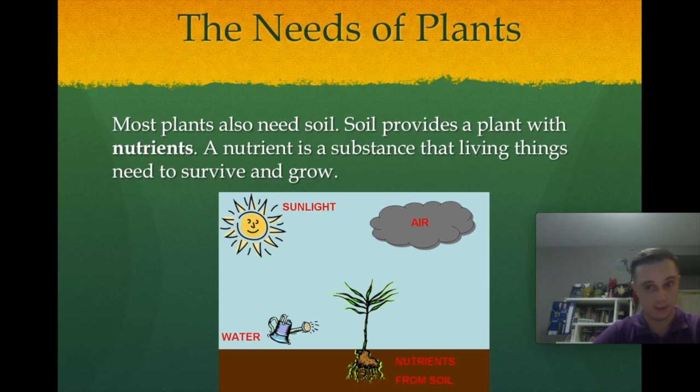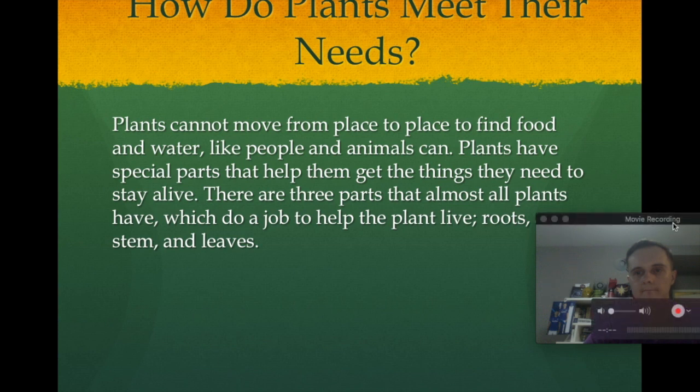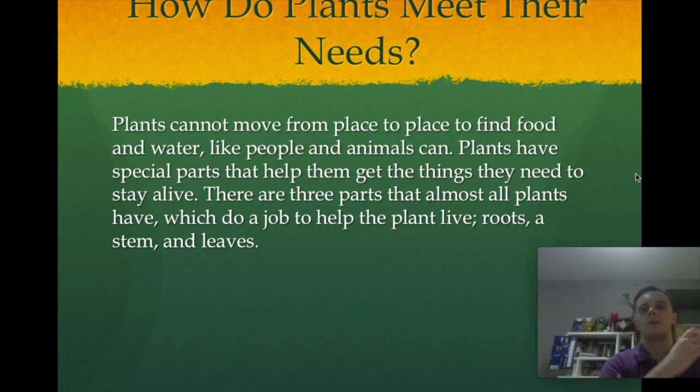Not all plants, because don't forget, some plants live on water, but most plants, the ones that live on land, need soil, because soil gives a plant nutrients. A nutrient is a substance that living things need to survive, to stay alive, and to grow. So, as we already said, plants can't move from place to place. So they can't just go out and look for food and look for water. A plant can't go to 7-Eleven, buy a toastie, and have the nutrients it needs, like people and animals can.